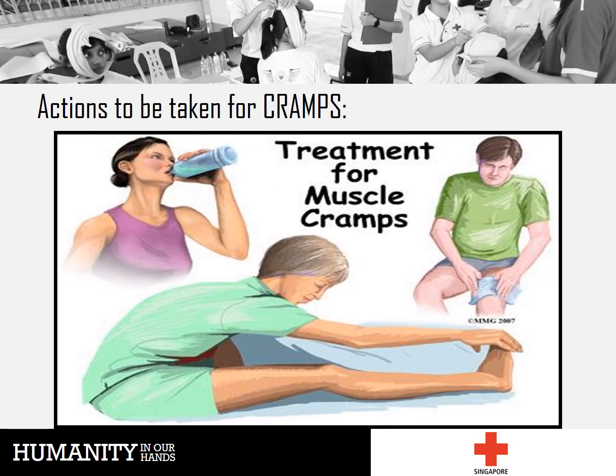So what do we do when you have cramps? Drink lots of fluids like isotonic drinks, do stretching exercises for the affected area, and also use an ice pack. All this will help.